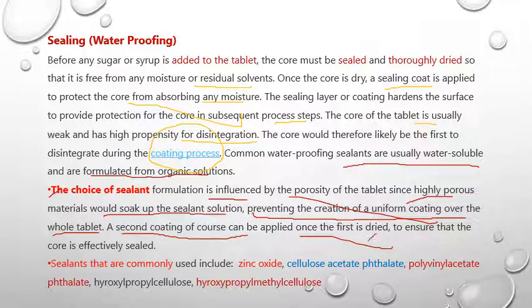This is the important point, to ensure that the core is effectively sealed. Now the sealants that are commonly used include zinc oxide, cellulose acetate phthalate, polyvinyl acetate phthalate, hydroxypropyl cellulose, hydroxypropyl methyl cellulose.